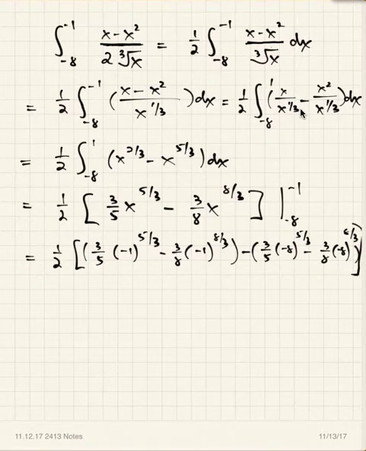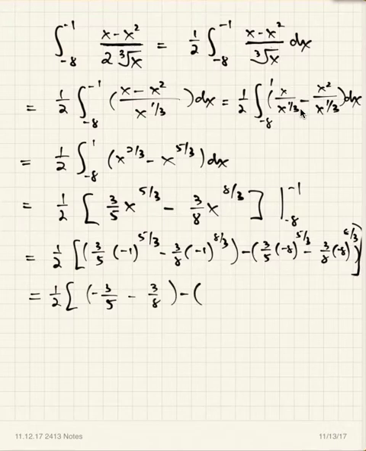So this is pretty nasty arithmetic here. -1 to the 5/3 is just -1, so you end up with -3/5 right there. And -1 to the 8/3, because the 8 is even, ends up being +1, so you end up with minus 3/8. So there's my upper limit.